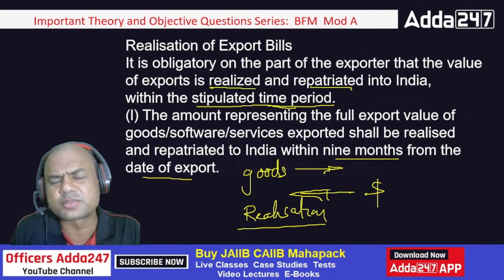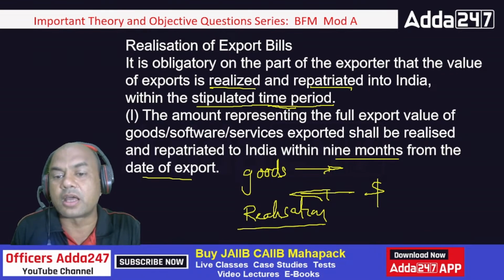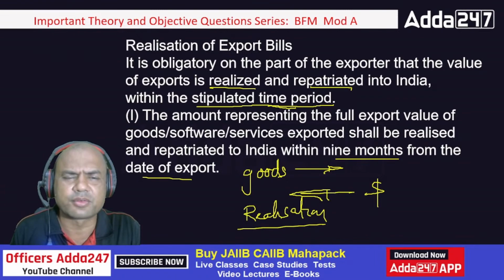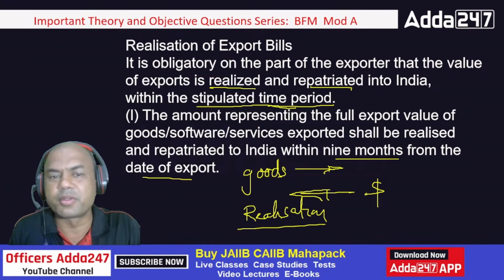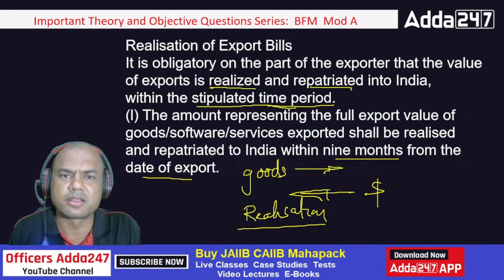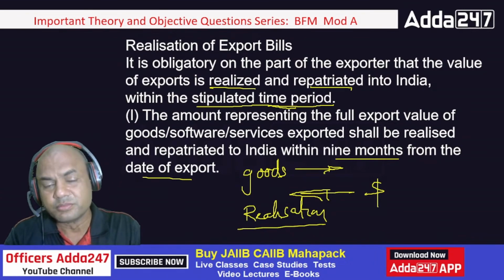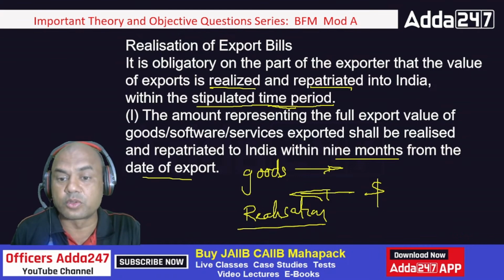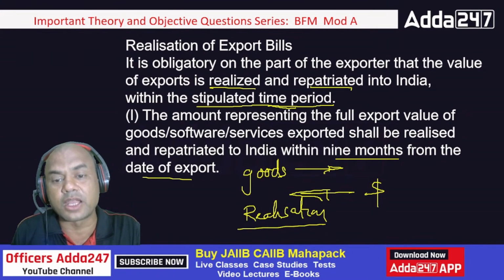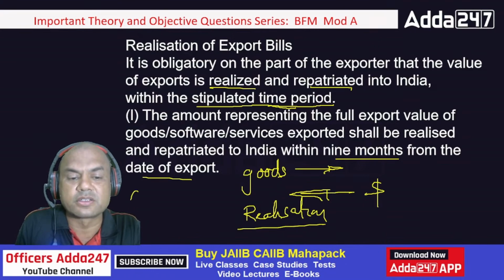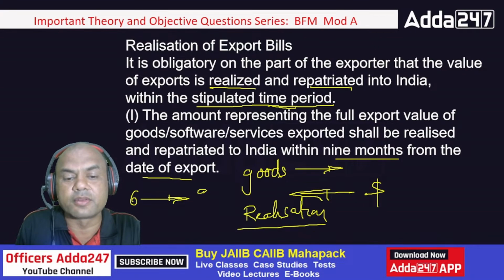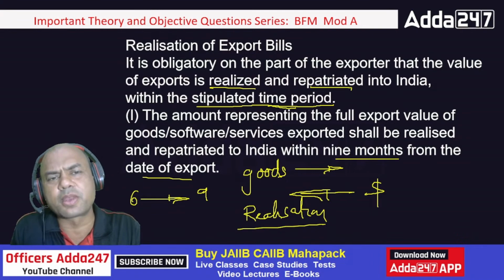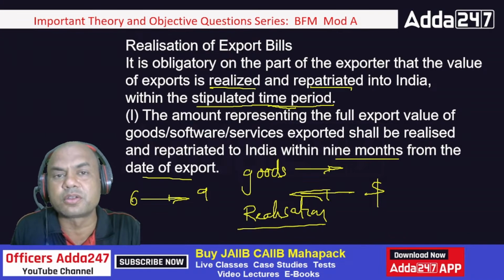Earlier it was 6 months, but during COVID, RBI has changed this. RBI said, okay, not to worry, because during COVID there were many problems. All the exports were down, and people were very much afraid of the future. So that's why RBI at that time extended it to 9 months. Earlier it was 6 months, so this 6 has moved up to 9. So within 9 months the realization should come back.